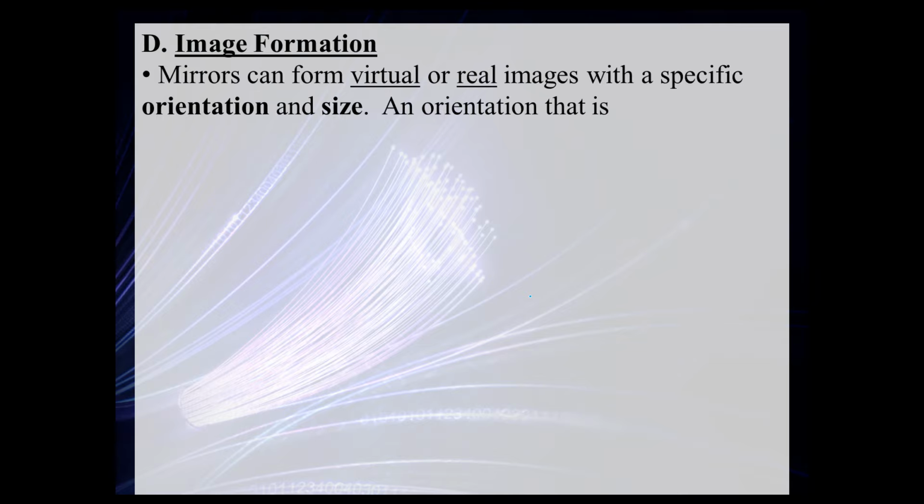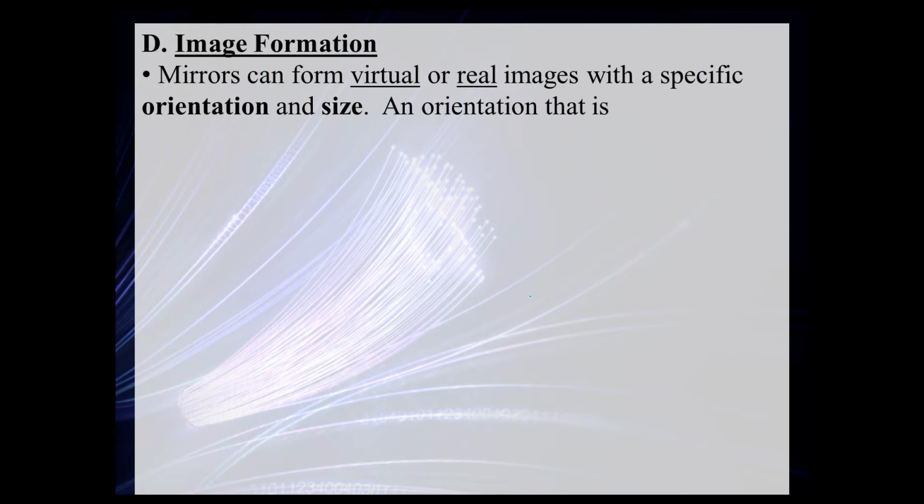Now, these mirrors can be used to form different types of images. We've already talked about the different types of images. We can form real images or virtual images. Again, virtual images are images that we see inside of the mirror. Real images are ones that can be projected onto a screen by using the mirror. So they can be projected on a screen which exists outside of the mirror.